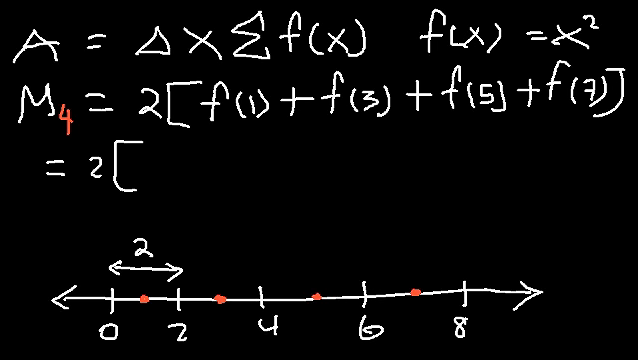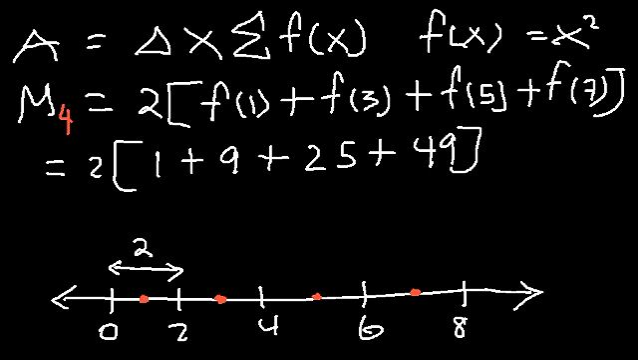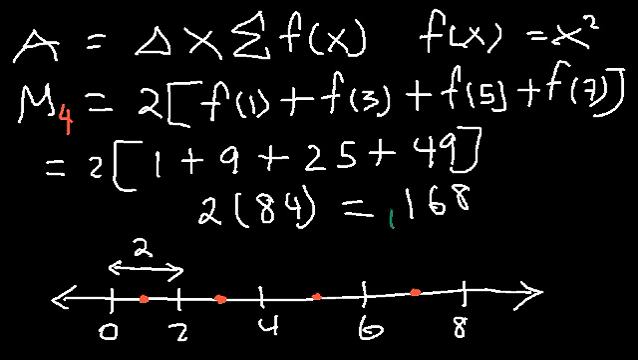So f of 1 is 1 squared, which is 1. F of 3 is 3 squared, that's 9. 5 squared is 25. 7 squared is 49. So 1 plus 9 plus 25 plus 49 is 84. So this is equal to 2 times 84, which is 168. As we can see, 168 is not too far away from 170.67. So it's a fairly good approximation of the actual integration value.